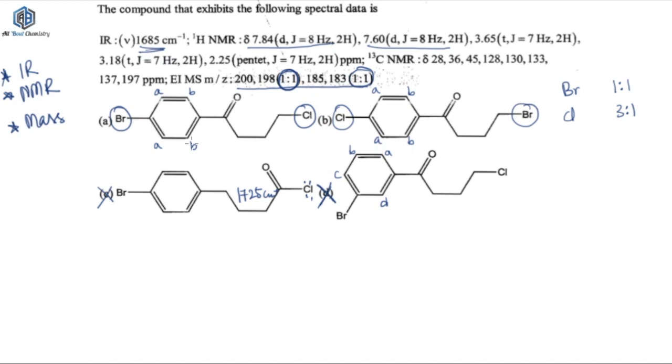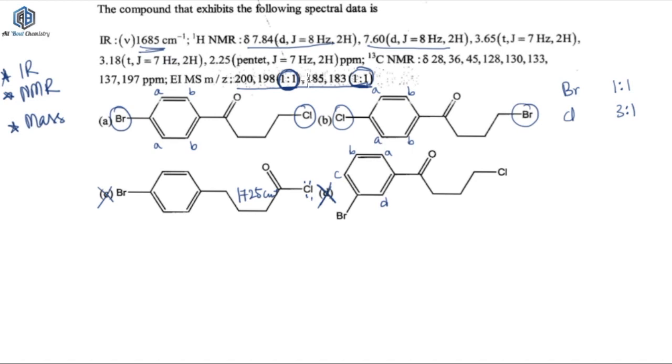Now let's go to the options. Both of them have chlorine and bromine. But both the options I have given show just 1 to 1 and 1 to 1. That means it's not showing any trace of chlorine. And if you take the molecular mass of the whole molecule, it will be more than 200. So they have not given you the value of the whole molecule, they have given you a fragment. So either 200 or 198 or 185 or 183. These are the mass values of different fragments.